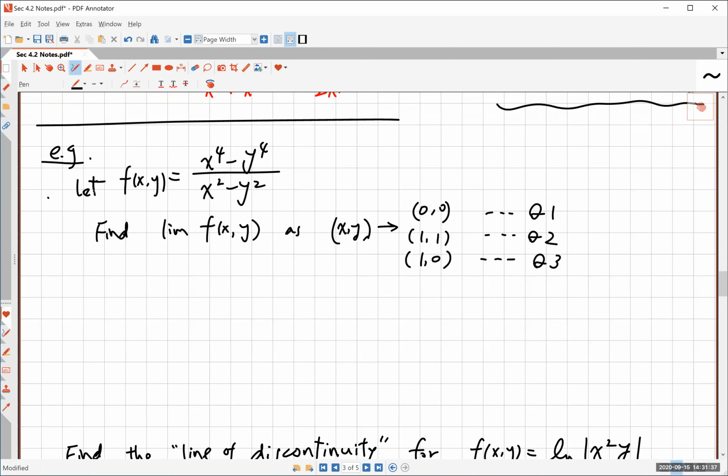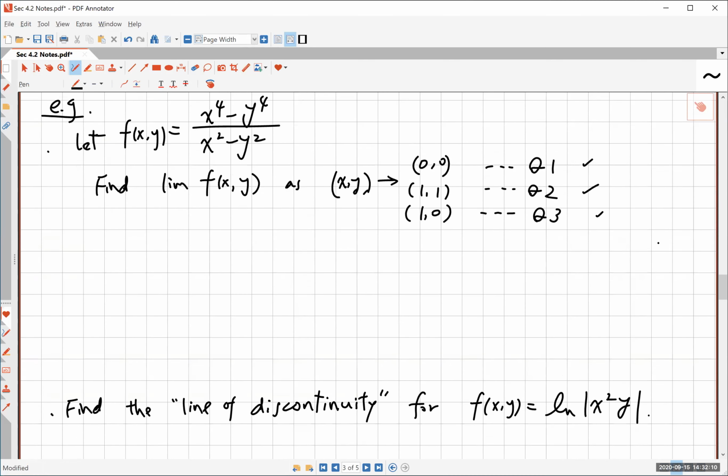All right, so just for a couple of additional exercises for your information and for your homework, think about this function here. f(x,y) is equal to (x to the fourth minus y to the fourth) divided by (x squared plus y squared). I want you to find the limit of this function as (x,y) approaches (0,0), that's question number 1, (1,1), question number 2, and then question number 3 is as it approaches (1,0).